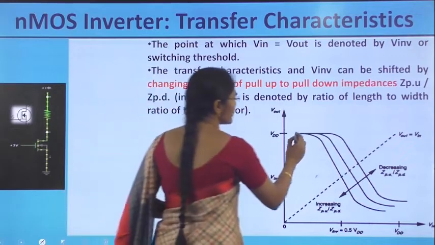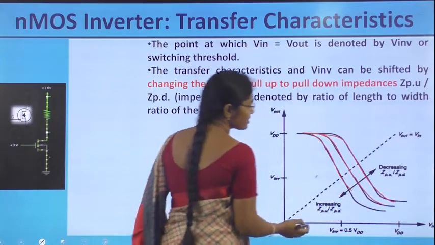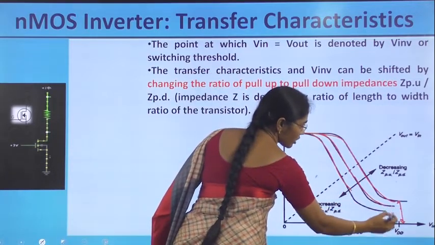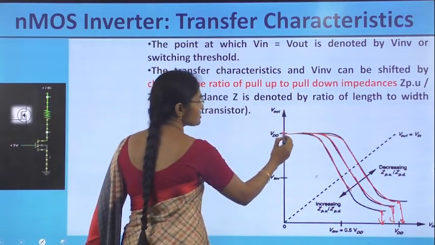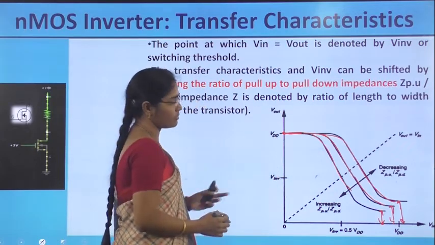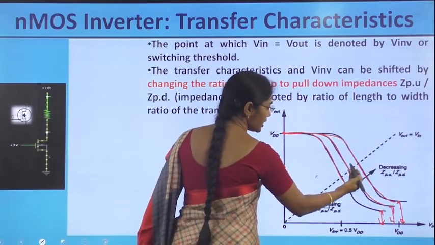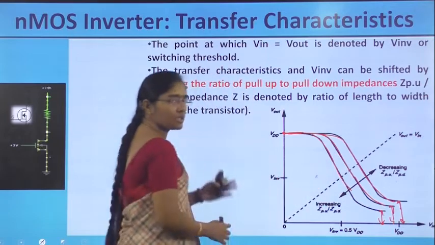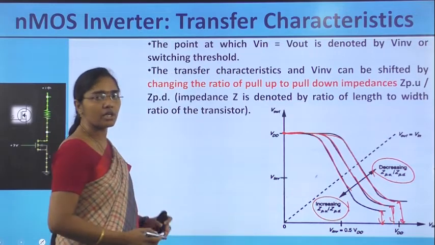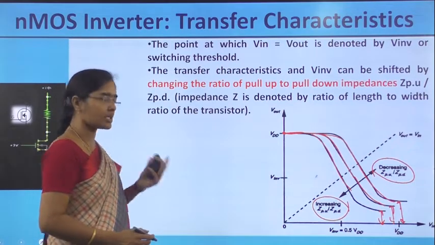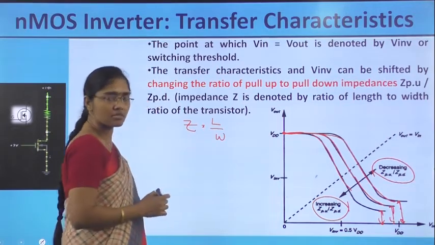These are represented here with three variations in the transfer characteristics. In the three cases, output 0 is non-zero, the output is not equal to 0. But in these three cases, for the output, logic high is full high. And here, these characteristics are moving above Vin and below Vinv when compared to the equal case. That is due to the changing of the ZPU by ZPD ratio, where Z represents impedance, which is the L by W value, the length of the transistor by the width of the transistor.